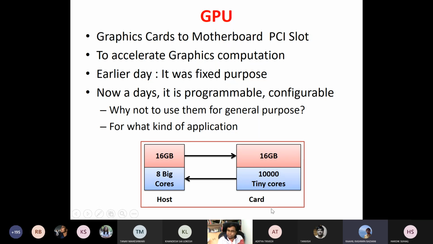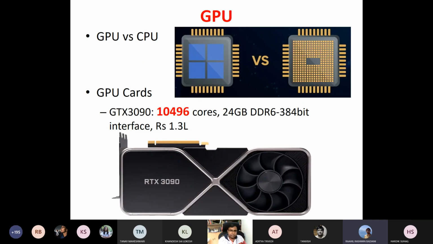Their address space will be different. This address space is not shared in general, but nowadays people are trying to share it also. Okay, and this is the last slide.